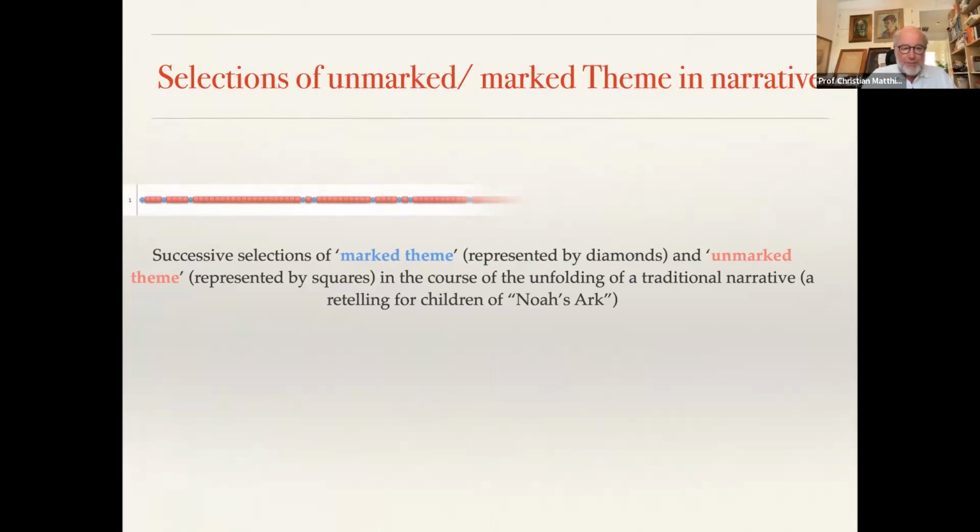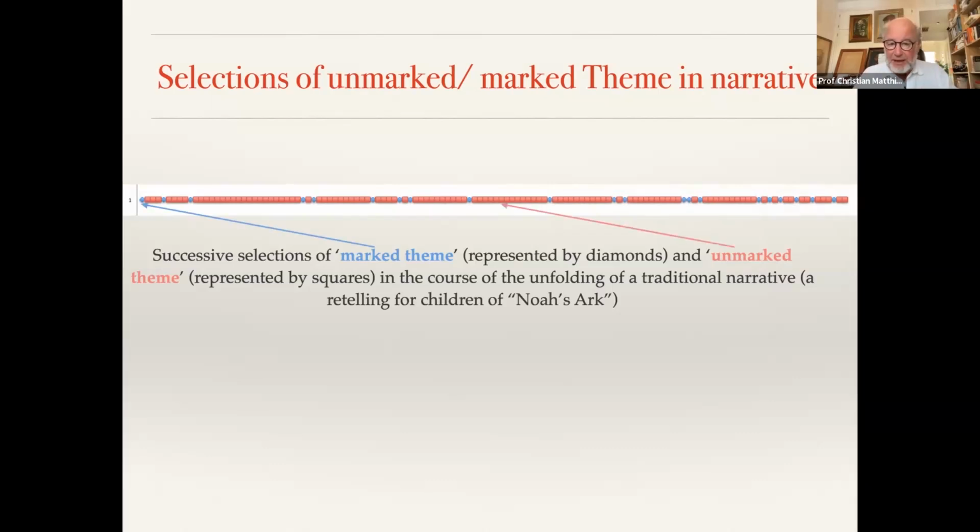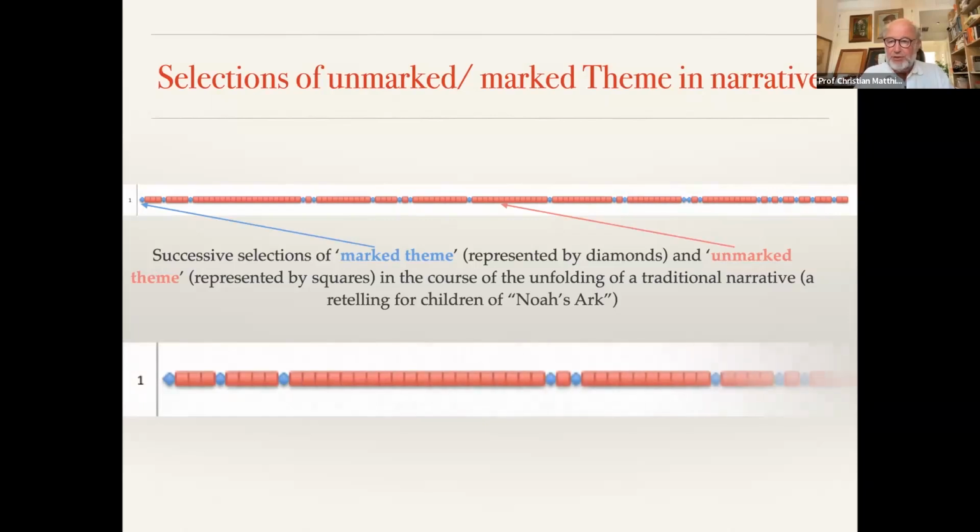You look at this, you can see the blue diamonds. They occur at certain intervals. Predominantly selections are unmarked theme. So this is marked theme right at the beginning of the story. And then many selections of unmarked theme. Let me magnify the beginning for you. So you see this pattern of marked theme, unmarked, unmarked, marked theme, unmarked, unmarked, unmarked, marked theme, and then quite a few unmarked themes.